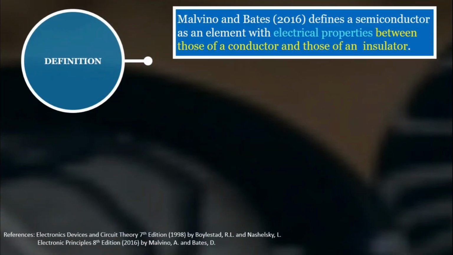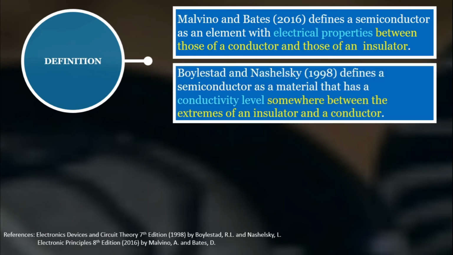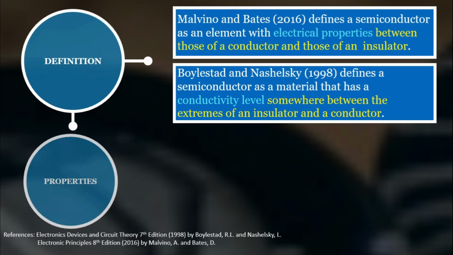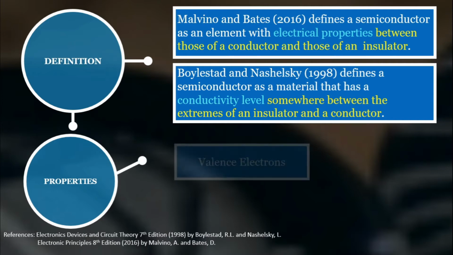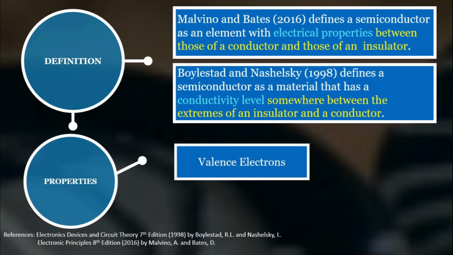According to Malvino and Bates, a semiconductor has an electrical property that is between a conductor and an insulator. On another note, Boylestad and Nashelsky defined a semiconductor as a material with a conductivity level between a conductor and an insulator. Both these authors of electronics books support what we have learned in the previous video about the property of a semiconductor, which is on valence electrons.